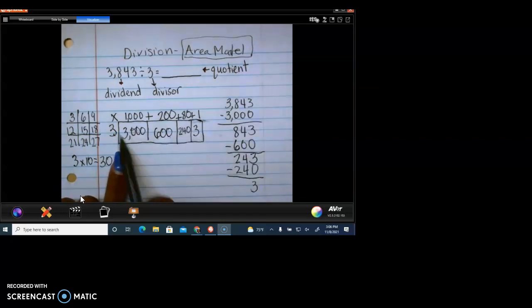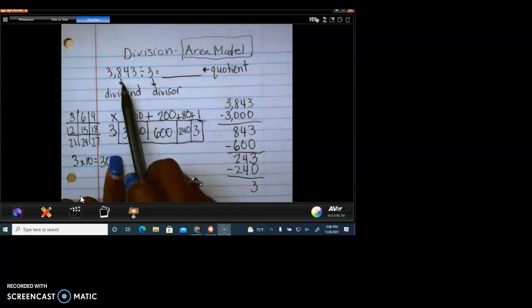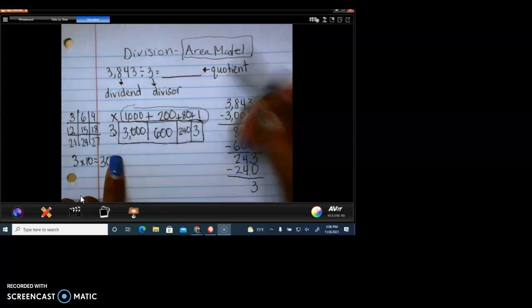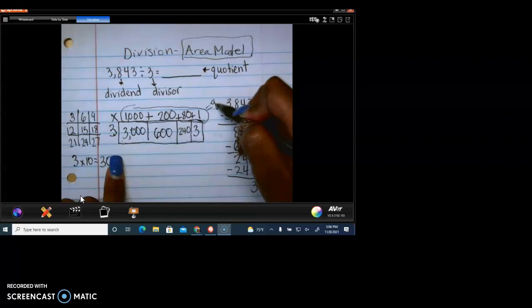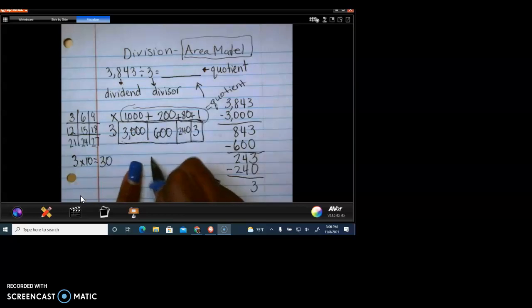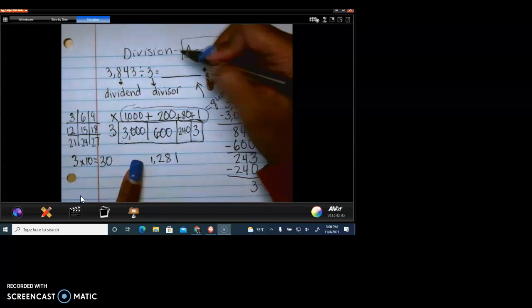This adds up to be my dividend. So that means this added up equals my quotient. I'm going to add that up and put that number here. So 1,281 is my answer.